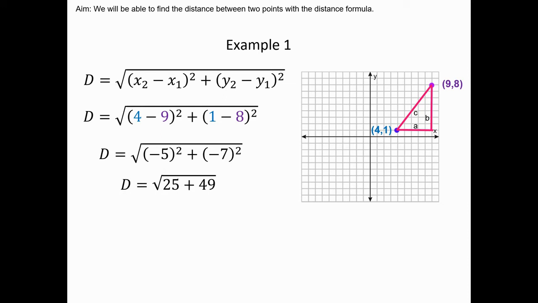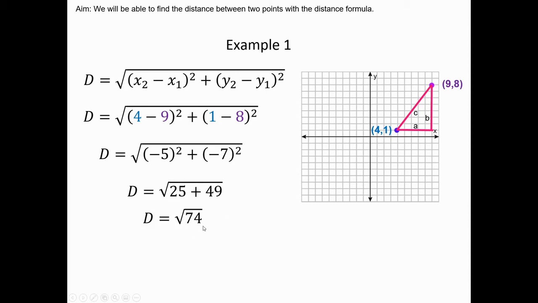Now I want to pause right here. I want to point out to you, this is why the order didn't matter. Because if I had 9 minus 4 and I got 5 squared, that would still be 25. If I had 8 minus 1, that'd be 7 squared, and that would still be 49. Now I'm going to add what's on the inside, because I can't square root this individually. Don't do that. Do not do the square root of 25 and the square root of 49. You cannot do that. That is an illegal move. Bad. All right, so square root of 25 plus 49, that's going to be square root of 74.